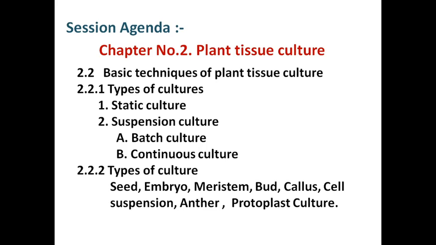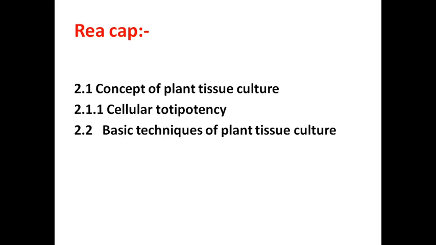So the session agenda of today's lecture. In today's lecture, we will focus on the basic techniques of plant tissue culture, then types of culture: static culture, suspension culture, then types of suspension culture: batch culture, continuous culture, then types of culture like seed culture, embryo culture, meristem culture, bud culture, callus culture, cell suspension culture, anther culture, protoplast culture, etc. All these points we will cover in today's lecture.